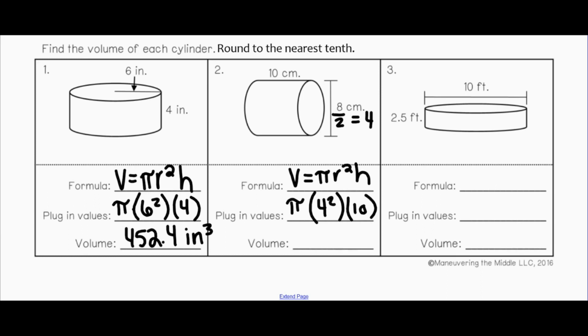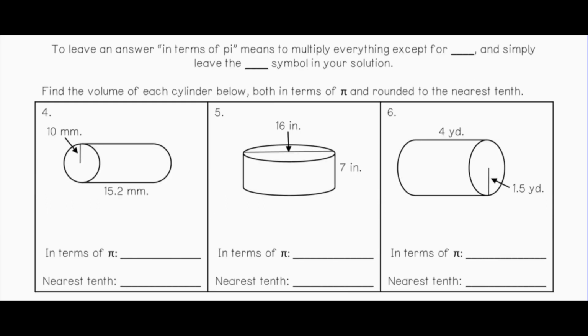Plug it into your calculator, find your pi symbol, in parentheses 4 squared times 10. And you're going to get 502.65. That 5 in the hundredth space is going to round the 6 to 7, centimeters cubed. To leave an answer in terms of pi means to multiply everything except for the pi symbol and simply leave the pi symbol in your solution.